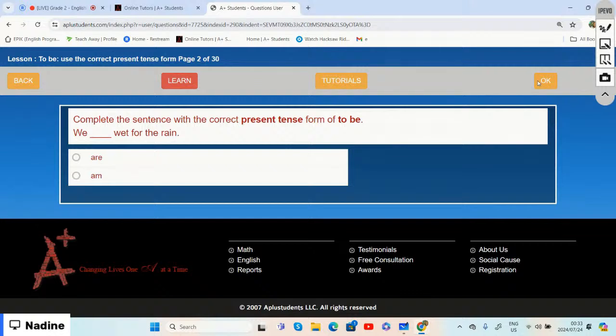The next one says we. Do we say we are wet of the rain? Or do we say we am wet of the rain? All right, and we can then say we are, because remember we said we refers to more than one person.